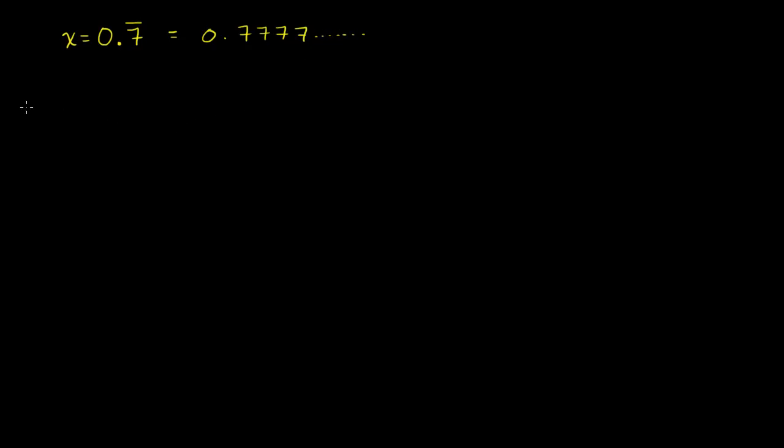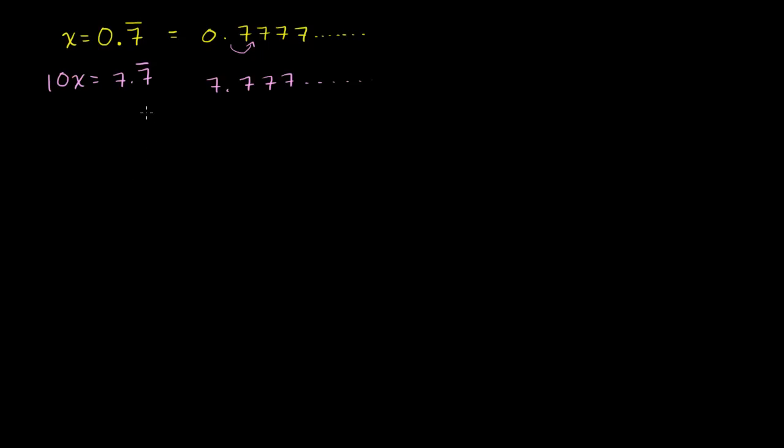Now what would 10x be? Well, let's think about this. 10x would just be 10 times this. If we multiplied this times 10, you'd be moving the decimal 1 over to the right, so it would be 7.777, on and on forever. Or you could say it is 7.7 repeating.